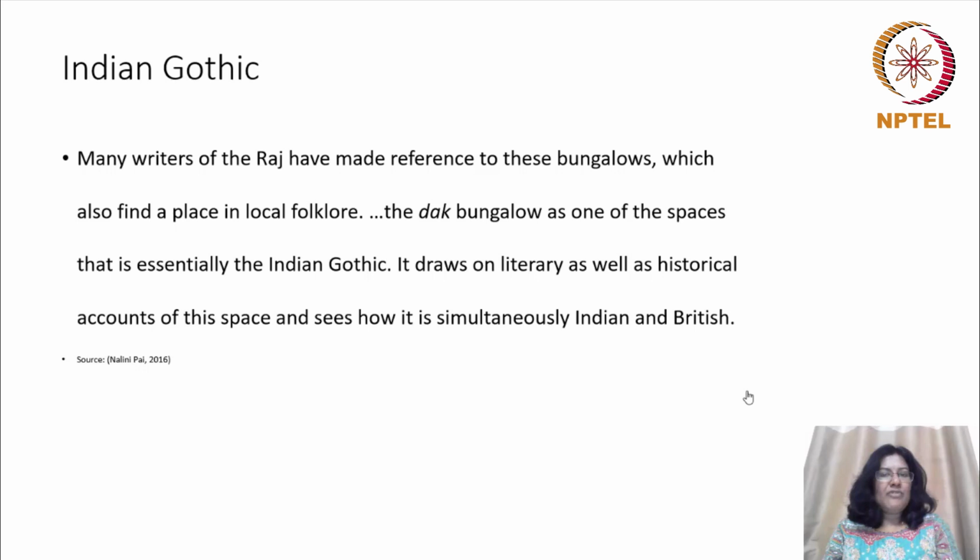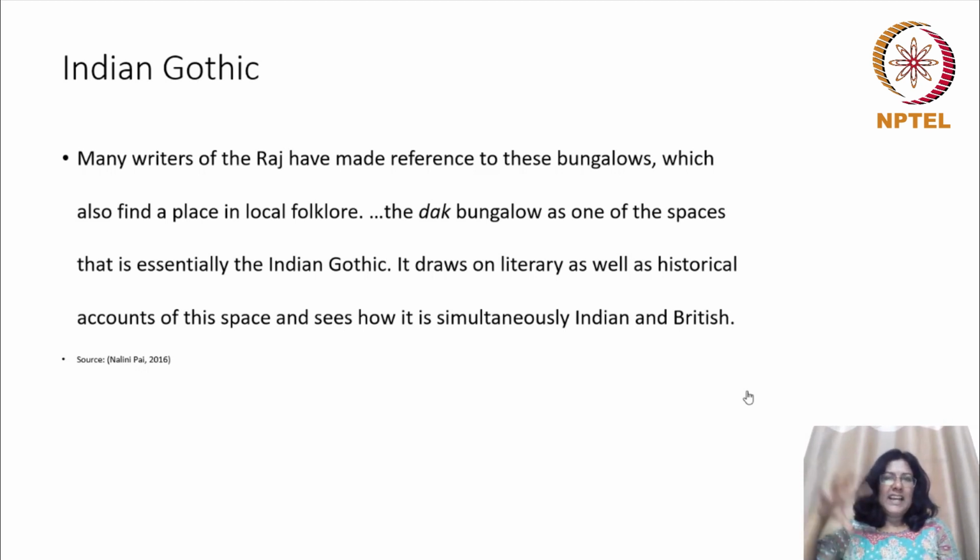Many writers of the Raj have made reference to these bungalows, which also find a place in local folklore. The dark bungalow is one of the spaces that is essentially the Indian Gothic. It draws on literary as well as historical accounts of the space and sees how it is simultaneously Indian and British. One of the fascinating elements of this kind of structure is that it is both Indian as well as British. It is on Indian soil, but it is British owned and managed. And for that reason, it has a dual quality, which is very, very interesting, and it becomes fantastically exploited in Gothic fiction.